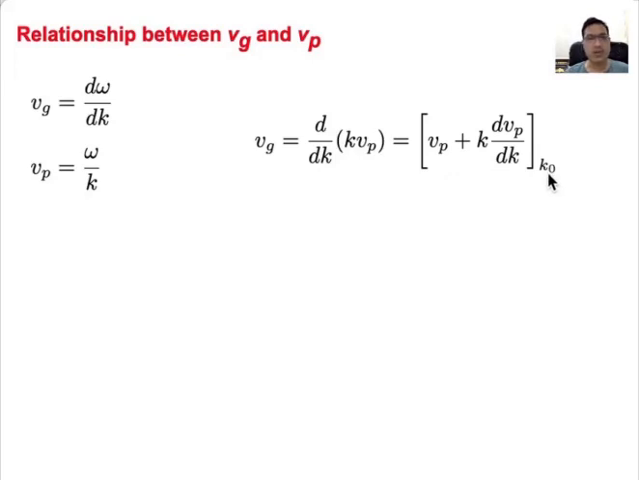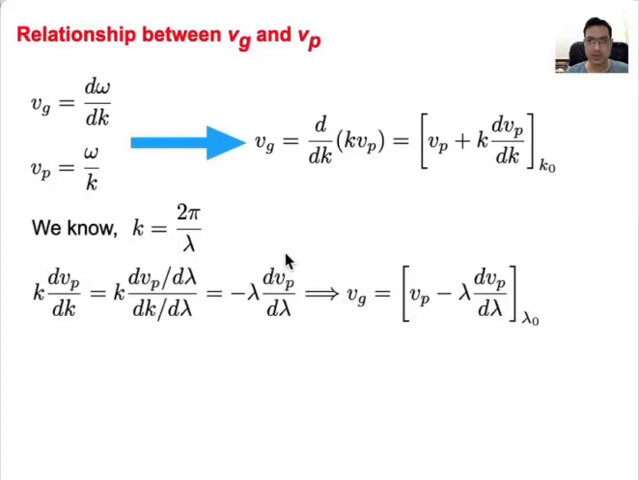Okay, now instead of k, we try to write this in terms of lambda. We know that k is equal to 2 pi over lambda. So now let's evaluate the quantity k dvp over dk. I can divide by d lambda here, using the chain rule, and now I can perform this integral.